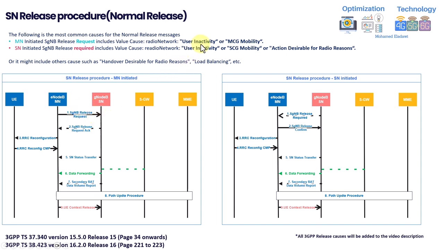But this user activity release can be requested by the master node or by the secondary node. This is based on the parameters or network configuration. It can be either based on MN or SN.